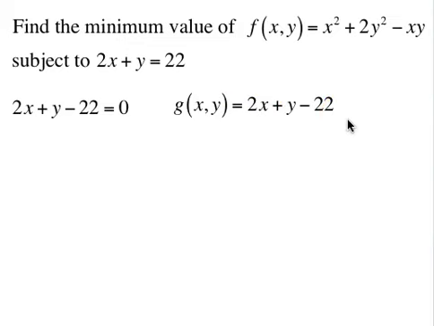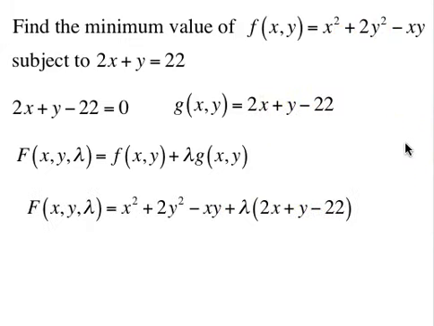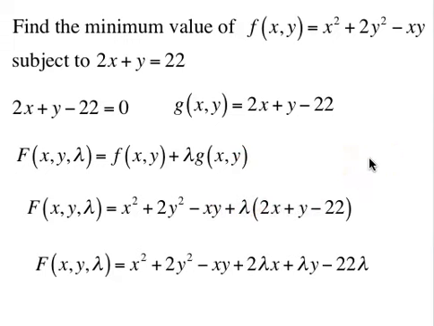And then we construct this function capital F. Capital F is the original function little f plus lambda times this new function little g. So our little f function, x squared plus 2y squared minus xy, plus lambda times g, 2x plus y minus 22. This is our function capital F. Let's distribute the lambda, so it'll be 2 lambda x, lambda y, minus 22 lambda. And this is the function we're working with in our method of Lagrange multipliers.